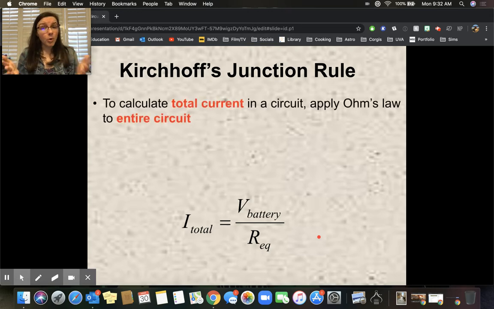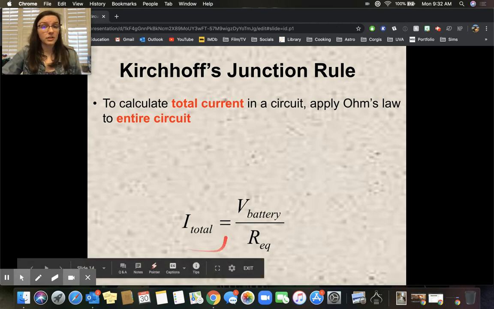That means the total current in the circuit you can find using Ohm's law for the entire circuit. The total current will be equal to the battery voltage divided by the total resistance.